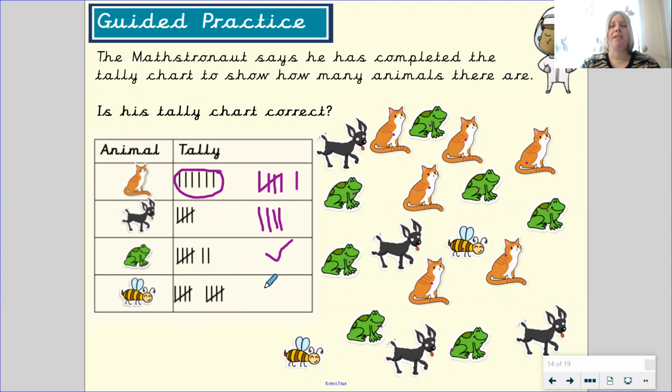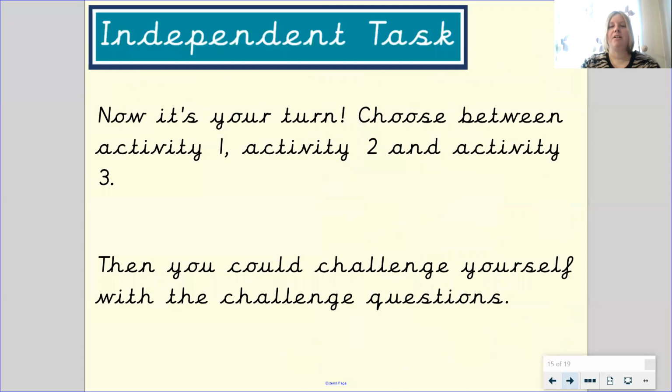Have a go at drawing that 2 for me. Let's look and see what that 2 should look like. This is what our 2 should look like. Let's have a look at our next question.